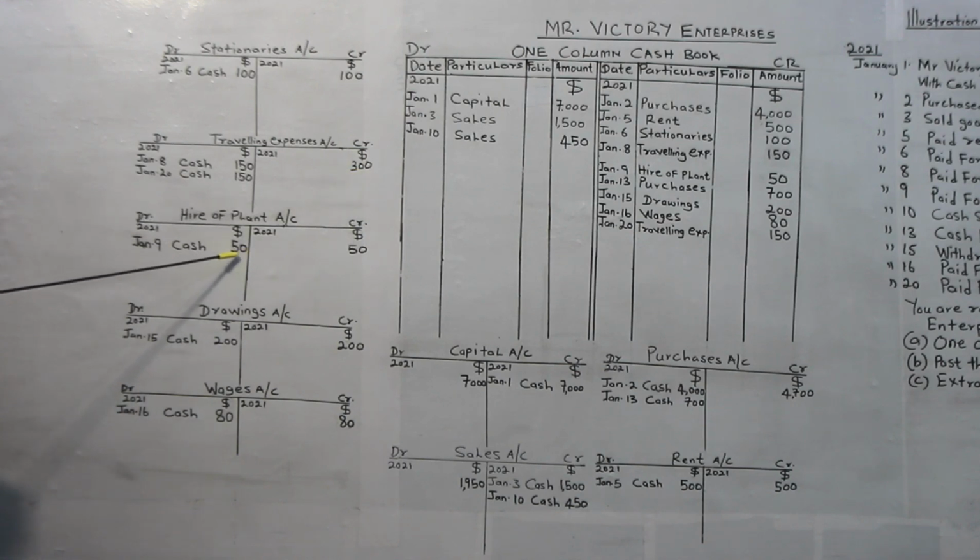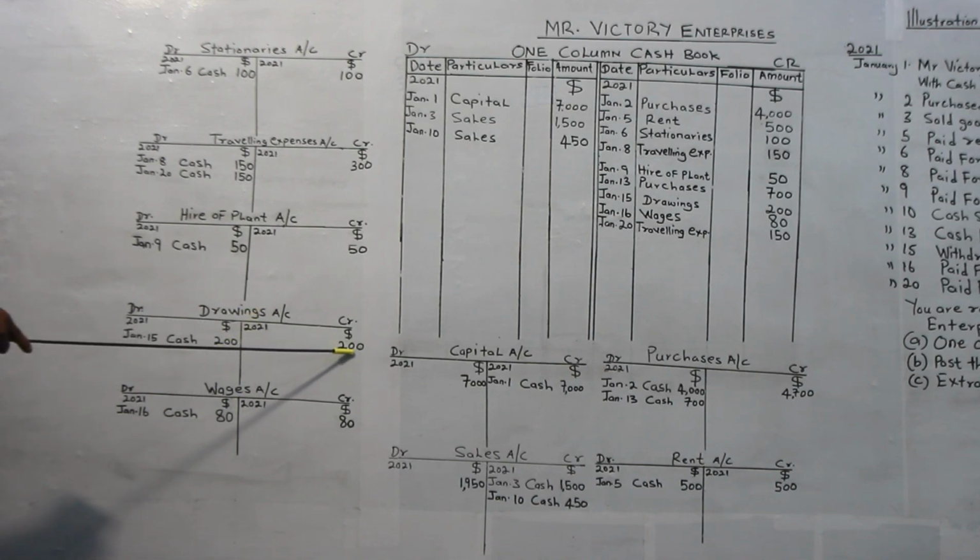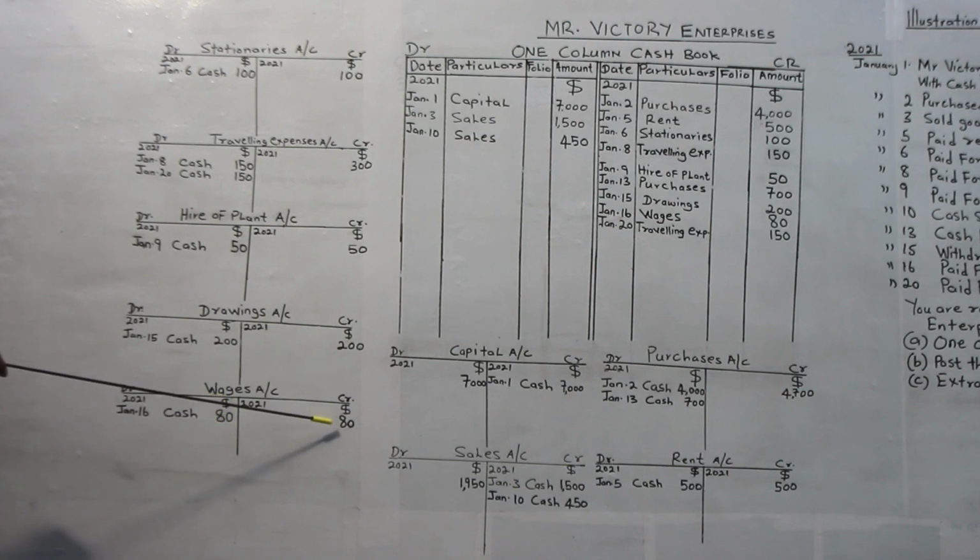The hire of plant is 50, debit. We place 50 on the credit side. On the dollar column, 50, then the two sides become equal. The drawings account is $200 on the debit. We posted 200 on the credit so that they become the same. Wages account is 80 on the debit. Then we place 80 on the credit so that the two sides become equal.